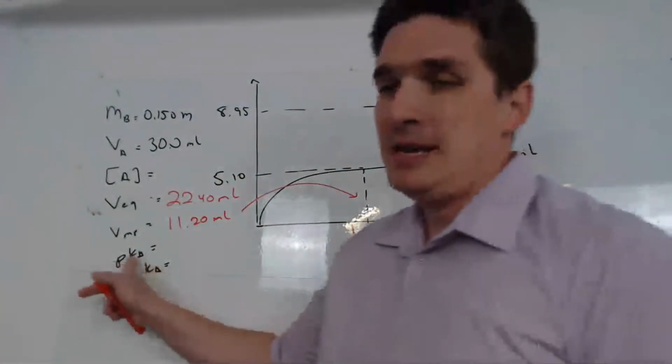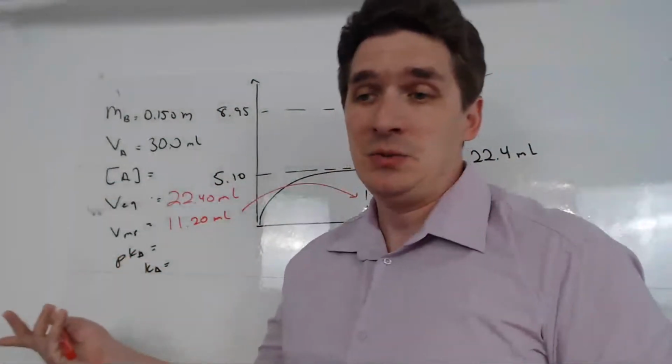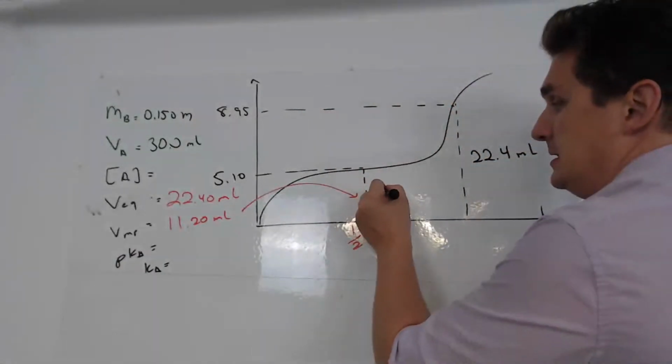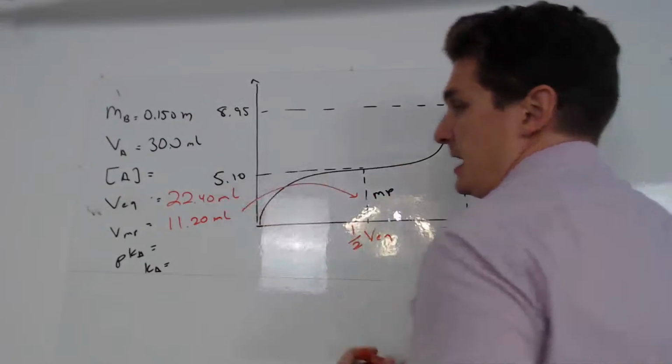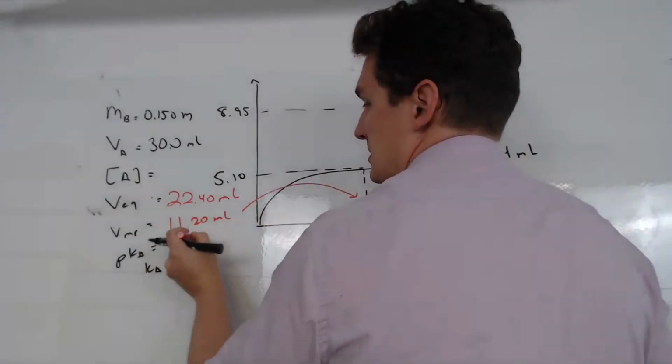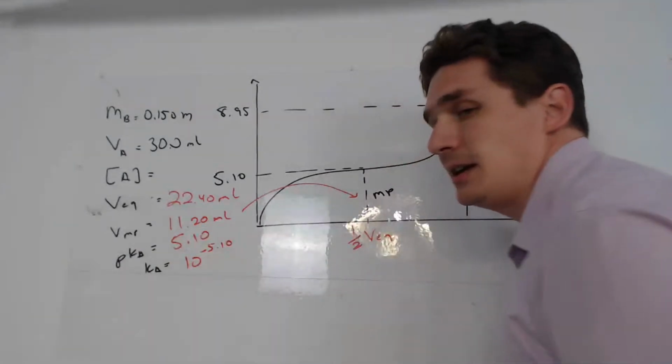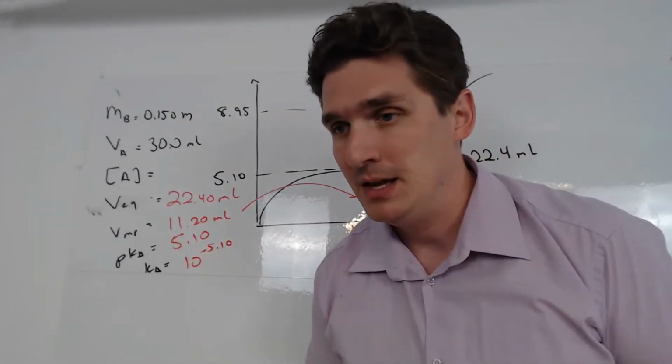Now, to find the pKa, this is the easiest one to do. We just use the Henderson-Hasselbalch relationship. We know at the midpoint, the pH equals the pKa. So the pKa here is 5.10. To find the Ka, it's just 10 to the minus pKa. So whatever that number is.